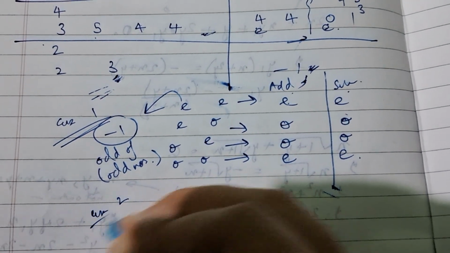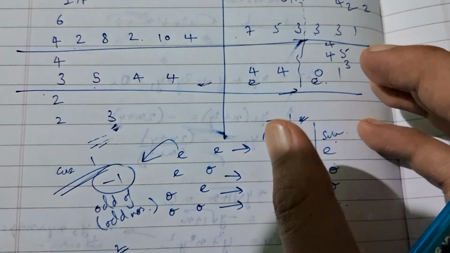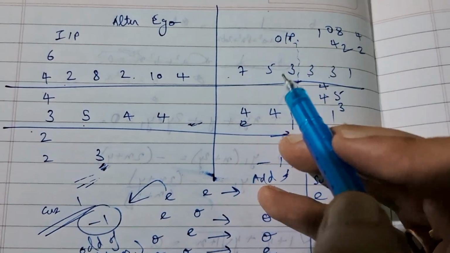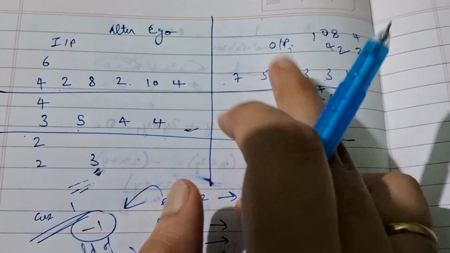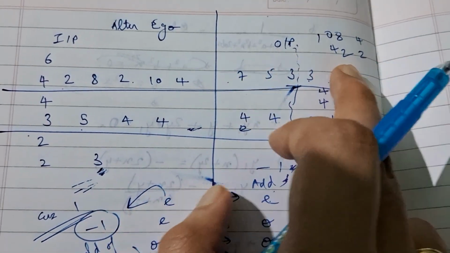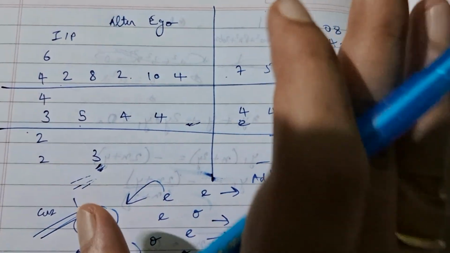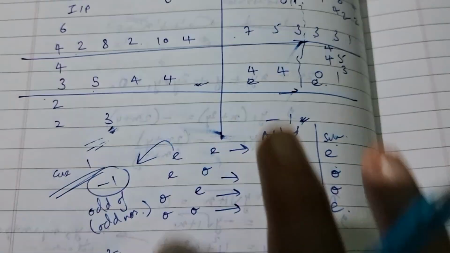Now let's go to case 2, that is, we have to make an array. Remember one thing that is given in the question: we have to find the output such that the sum of all the elements of the array is as maximum as possible. Now how are we going to do this?